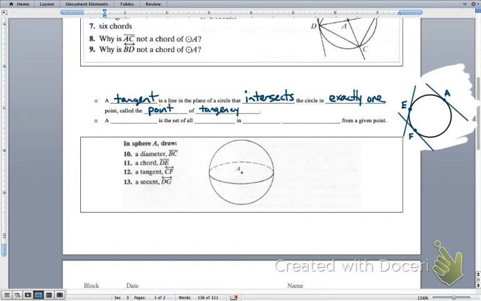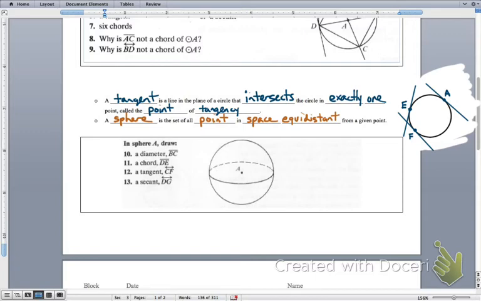Tangent is a very important word. We're going to be seeing a lot of that in this chapter. A sphere is a set of all points in space that's equidistant from a given point. So the difference between a circle and a sphere is a circle is two-dimensional, it's in a plane, and a sphere is three-dimensional. All right, I'd like for you to answer these 4 questions about the sphere.